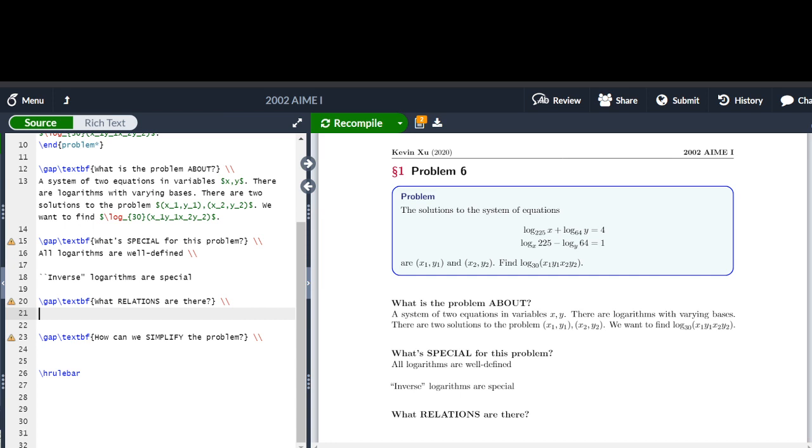Because all logarithms need to be well defined, we can actually impose several restrictions. For example, because we have logarithm of x in the first equation, we have x is greater than 0. We also have y is greater than 0 by the same principle. And lastly, we have x1, y1, x2, y2 must be positive as well, though that can be found out because it's a product of x and y, which are positive.